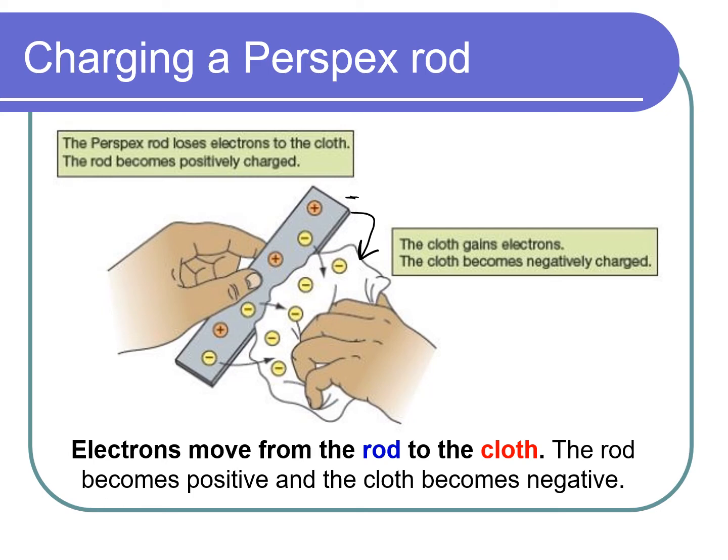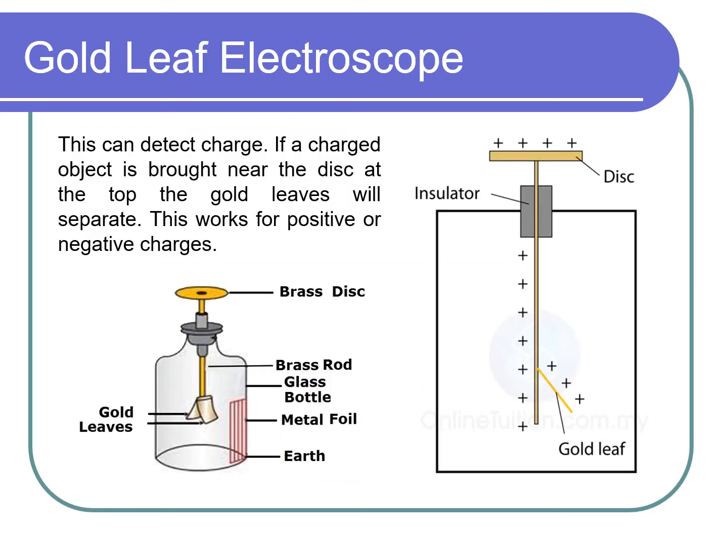So the electrons are the ones that move. We need to say this: only electrons can move. But it depends which way the electrons go. Okay, so let's move on.